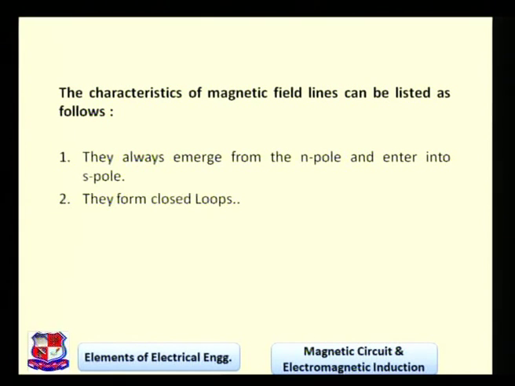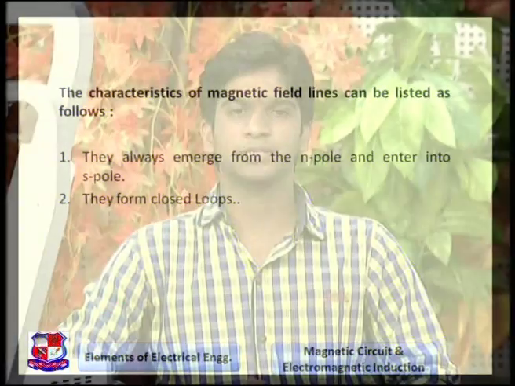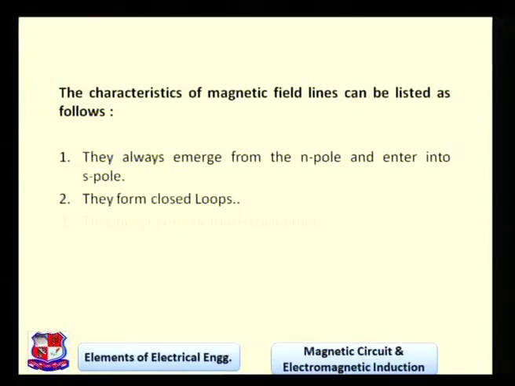The second characteristic is that they form closed loops. It means the magnetic field lines go from the N pole to the south pole, and after that it forms a loop and comes again to the north pole. After that, the third characteristic is they never cross or touch each other. Like electrical field lines, electrical field lines also do not cross or touch each other.